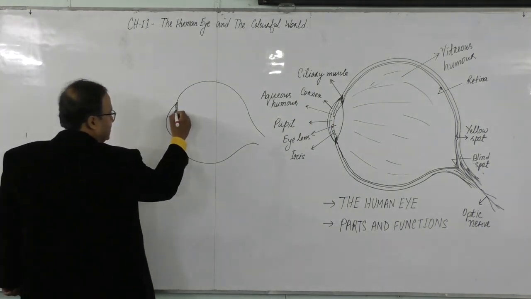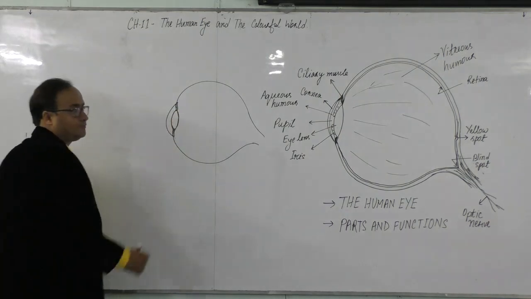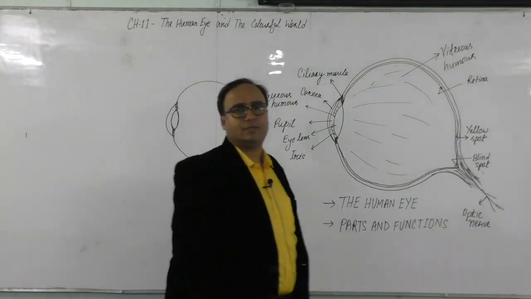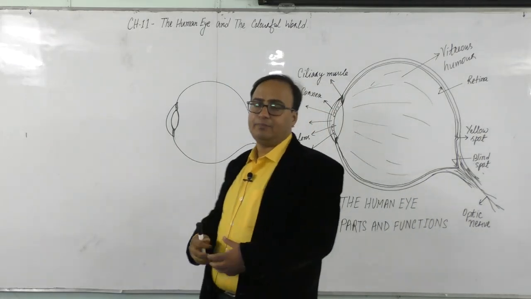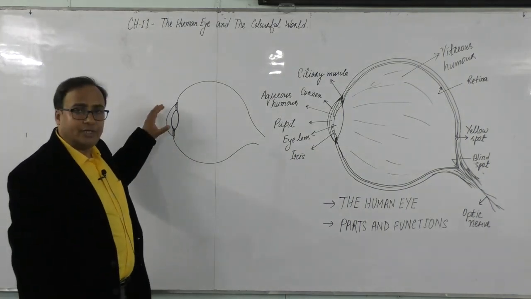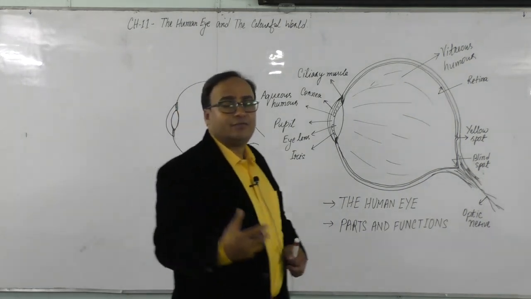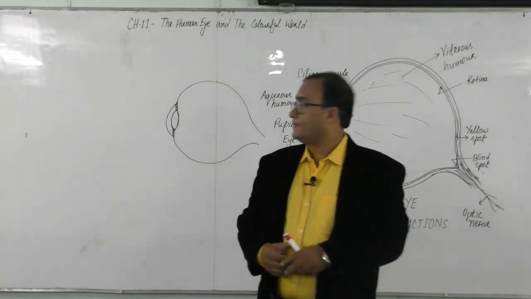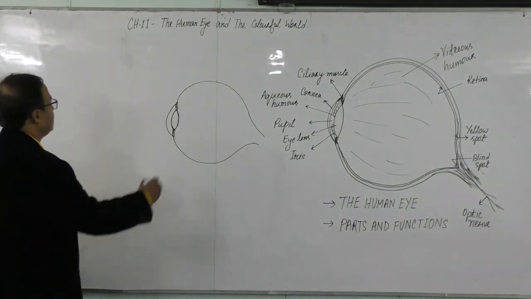This eye lens, its focal length is variable. Its power is variable. If I ask you what material the eye lens is made of, the eye lens is made up of protein, and thereby the eye lens is flexible. Its converging power is also adjustable. Now how it is adjusted, that we are going to discuss.